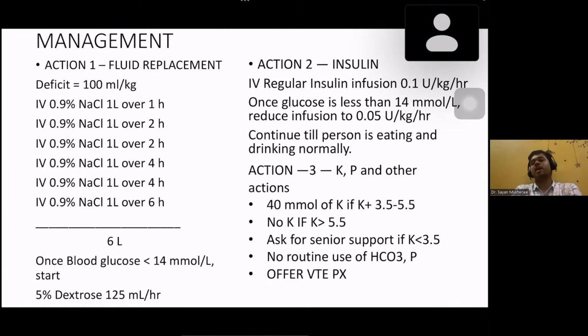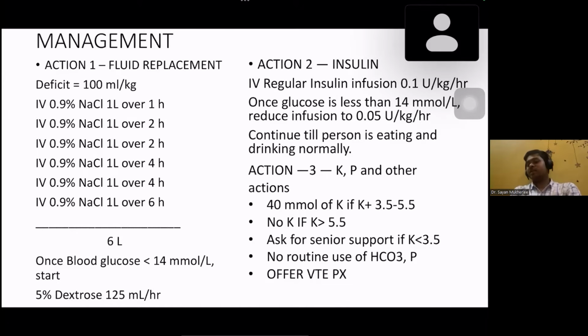That is because we don't want hypoglycemia, because the insulin is still being given and his blood glucose is falling. And now we don't want it to fall too low. So we'll start by giving some amount of dextrose at 125 mils per hour so that it falls predictably. We don't end up with hypoglycemia. And this infusion shouldn't be stopped.